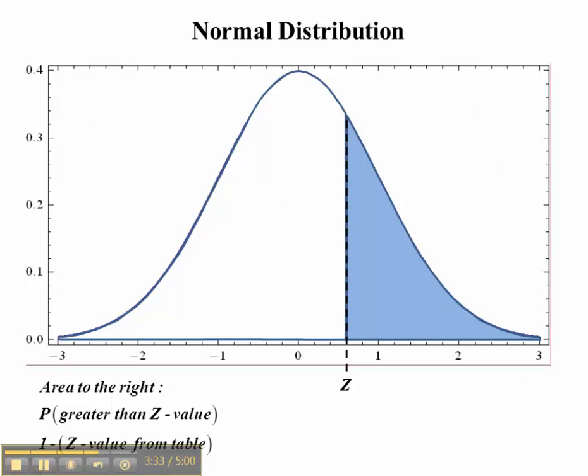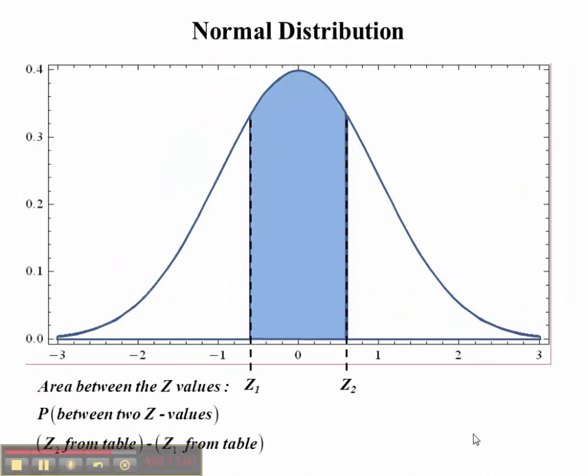Let's look at the second possibility. The second possibility is I want to know the probability of a z-value being greater than some number, and let's just use 0.9 again, and that would be the area to the right. Well, the total area under this curve, or the total probability that something will occur, is 1. So all I have to do is look up 0.9 in the back of the book and subtract it from 1.